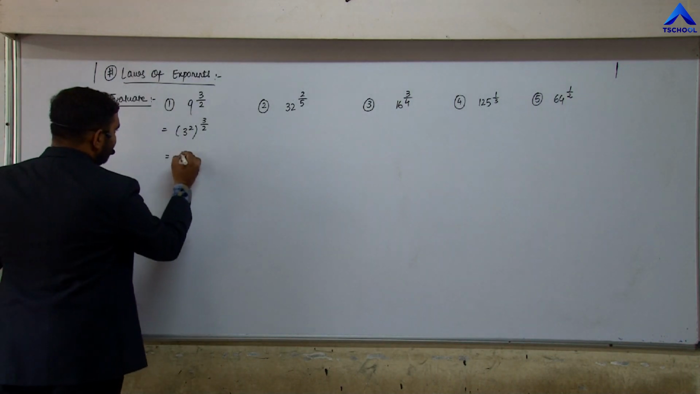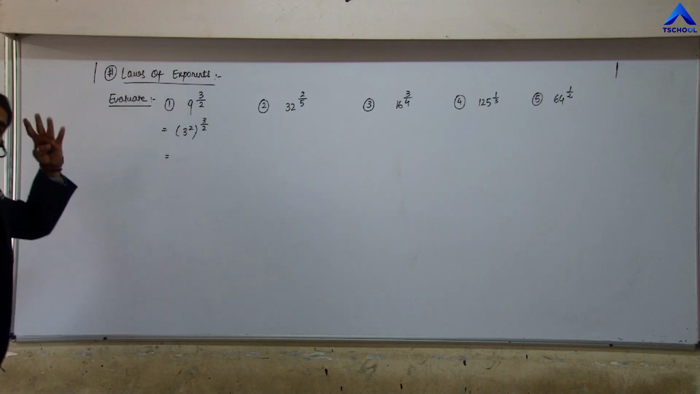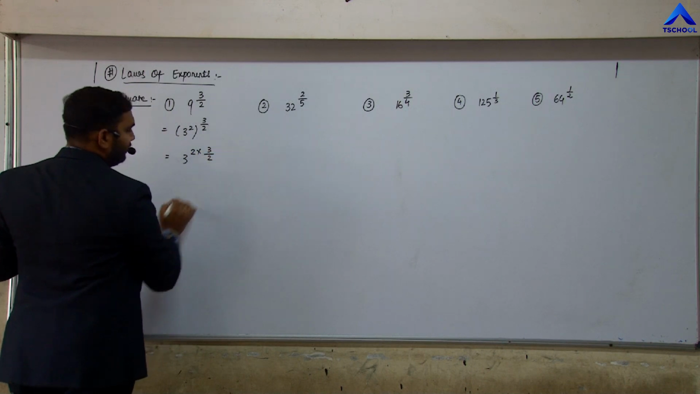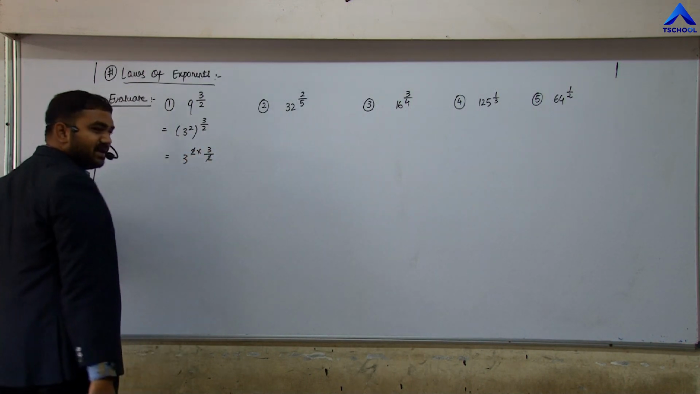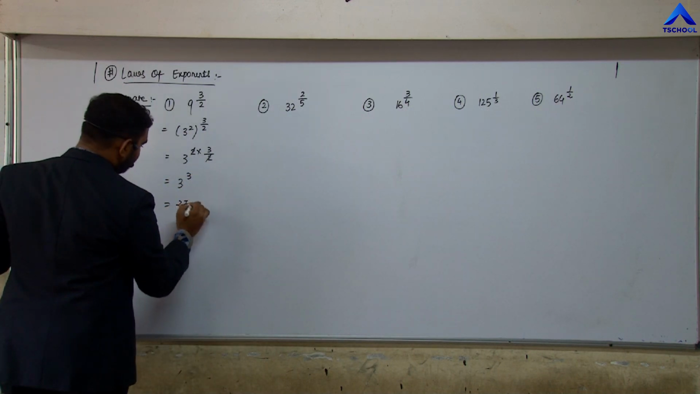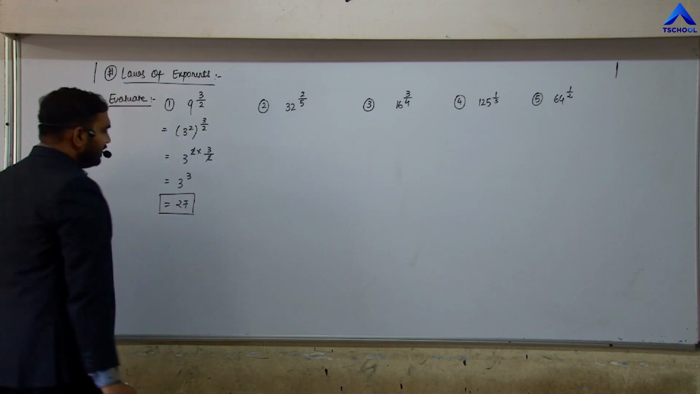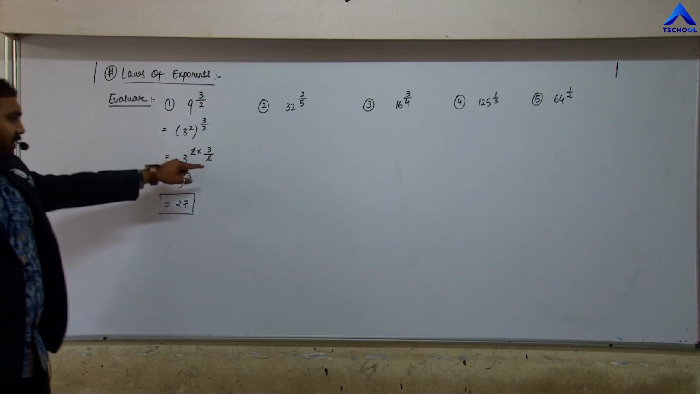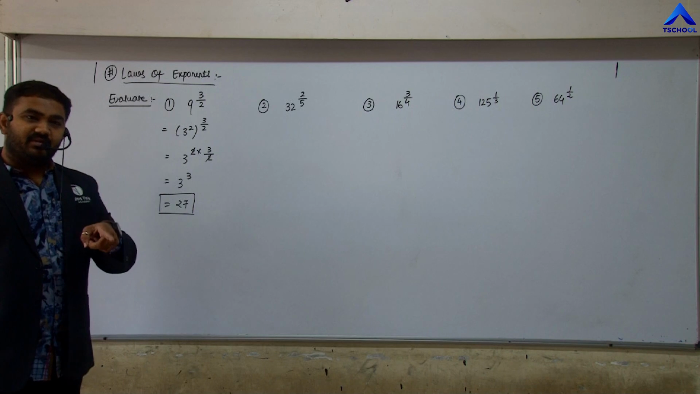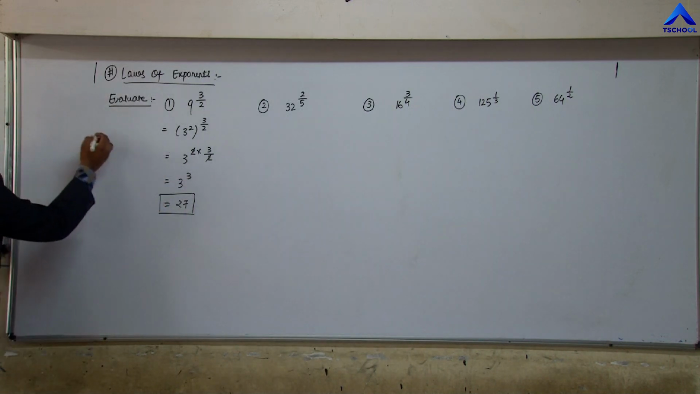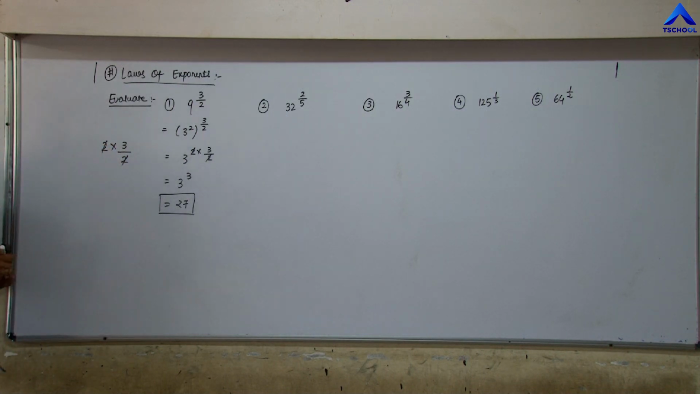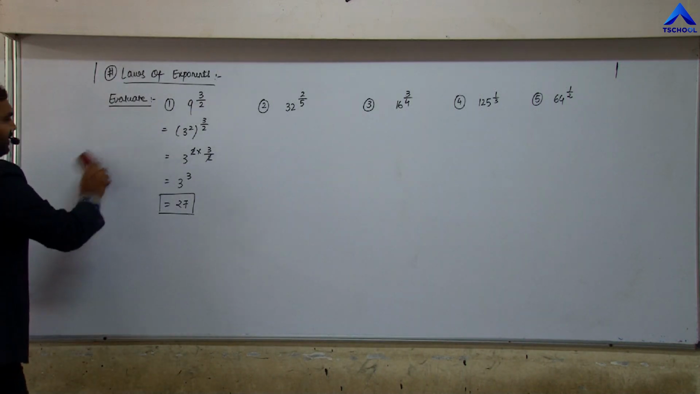Actually, there is no other way to write 9 rather than 3 square, but I am writing it such that the power of the number is exactly the same as the denominator of the exponent given. So this is of the form a raised to m whole raised to n, that is a raised to m into n. So this 2 and the 2 in 3 by 2 can be cancelled, so that becomes 3 raised to 3, which equals 27. Is it understood friends? This 2 in the numerator and this 2 in the denominator are multiplied like 2 into 3 upon 2, and they cancel.